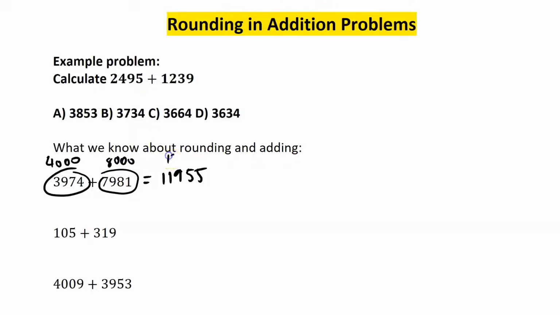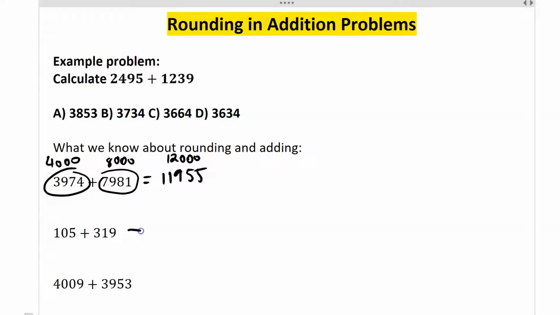And what I notice is that this first number is basically 4,000, the second number is basically 8,000, and this result is basically 12,000. So if I look at the two things I've added together, 3,974 is a little bit below 4,000. In the same way, 7,981 is a little bit below 8,000. So the result should be a little bit below 12,000. So we use these sorts of ideas all the time.